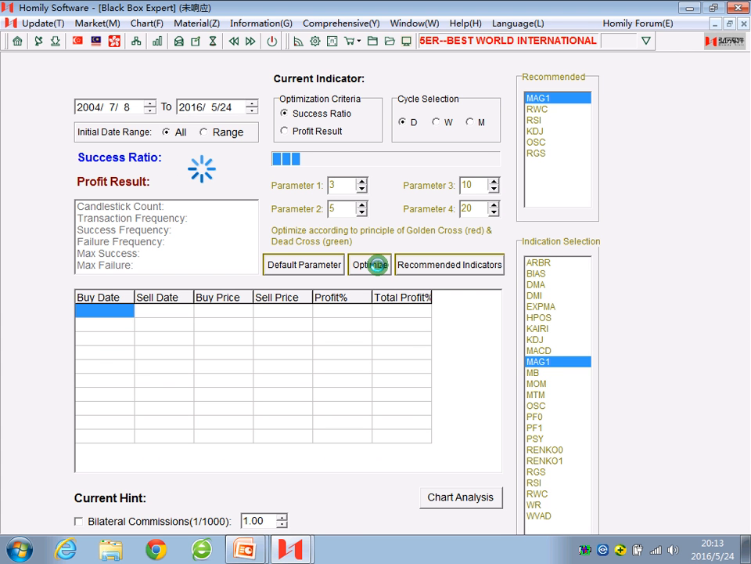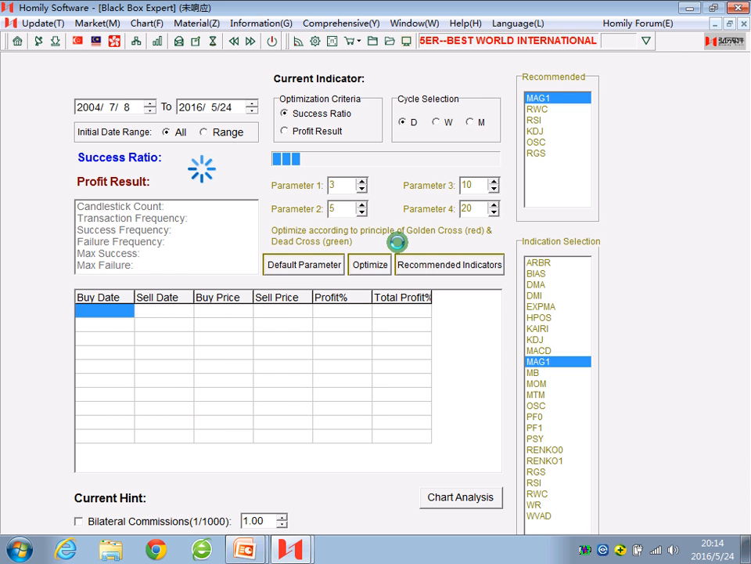So we wait and see. So we can know what the best parameter is, because I want to use a 10 days moving average, a 60 days moving average, or a 20 days moving average. I don't know which one is better. So we can use this method to judge which one is the best parameter for the different stocks.